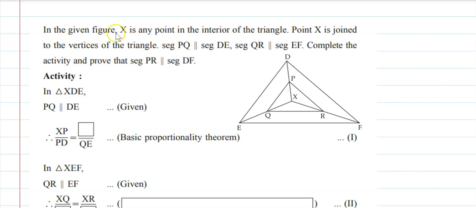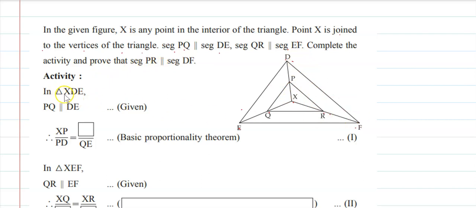In the given figure, X is a point in the interior of the triangle. Point X is joined to the vertices of the triangle D, E, F. Segment PQ is parallel to DE. Segment QR is parallel to EF. Complete the activity to prove that segment PR is parallel to DF.